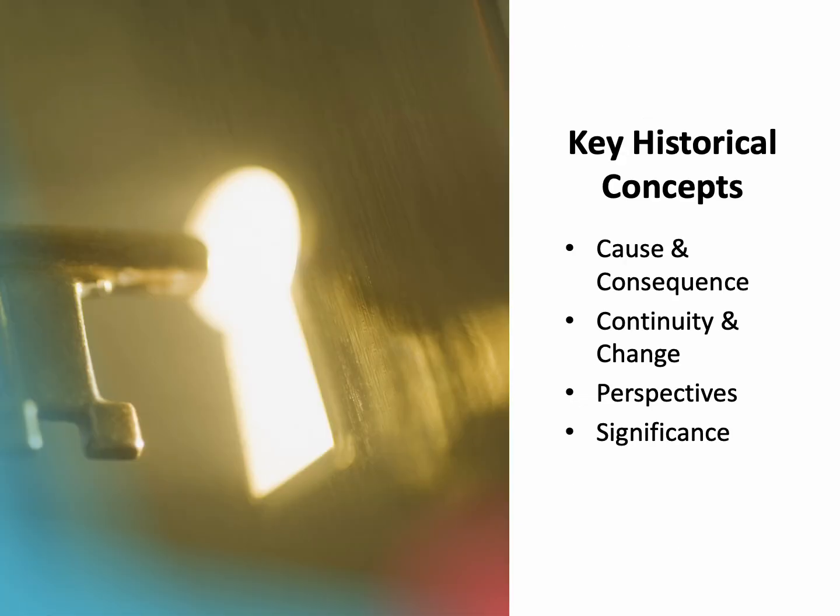Throughout the course, students use key historical concepts to frame their thinking. These include cause and consequence, continuity and change, perspectives, and significance. These concepts help students to move beyond simply describing events to analyzing why events happened, how they changed over time, and why they still matter today.